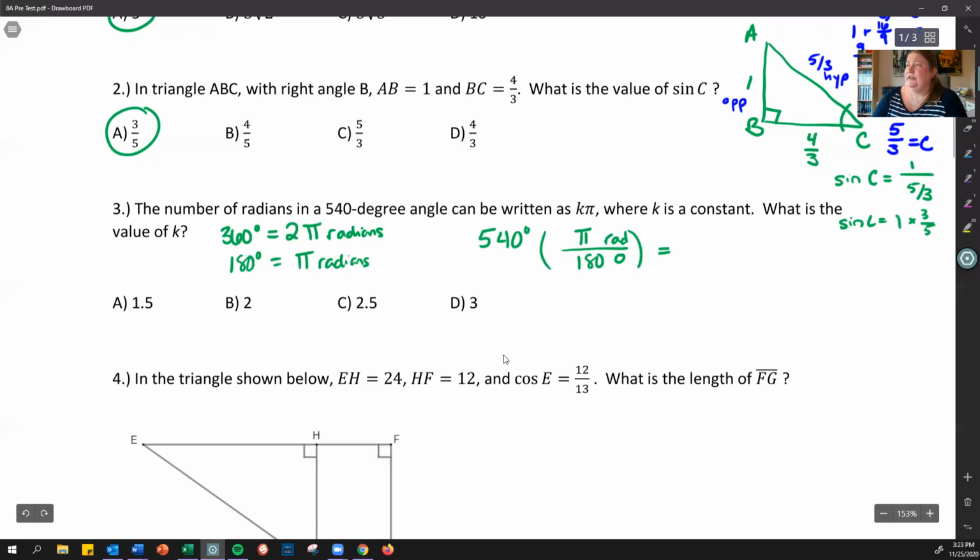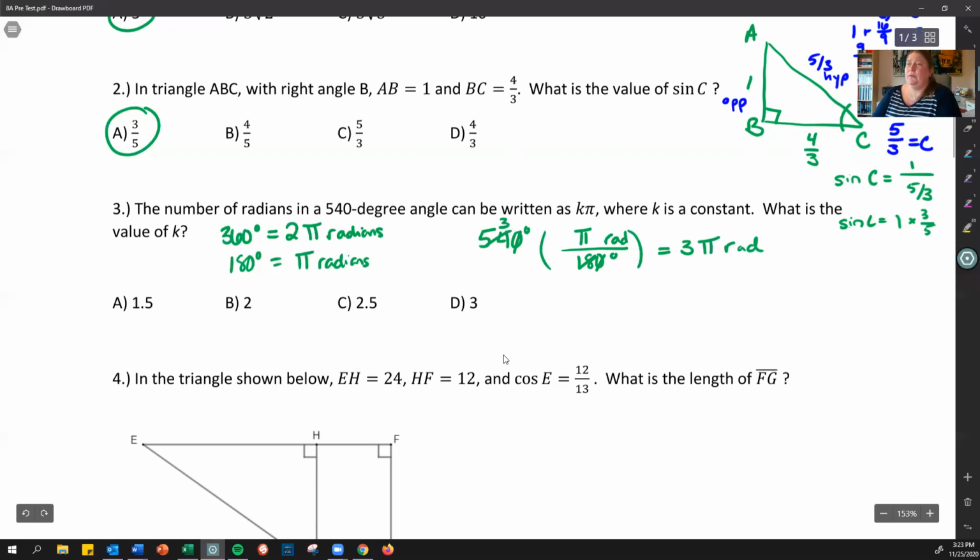So I'm going to have to reduce this fraction. Let's see here, I'll cancel the zeros. That's a degree symbol, that's not a 0. It's a little better. I'll cancel the zeros. 18 goes into 54 3 times. So I'll cancel the 18 and turn my 54 into 3. And now I can see that I'm just going to multiply the 3 times pi. 3 times pi radians is the conversion.